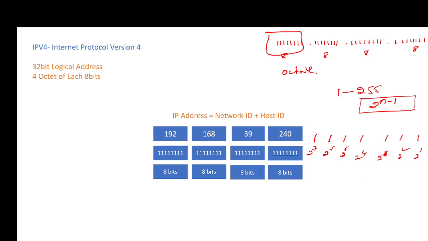So 2 to the power of 0 is how much? 1. This is 2, this is 4, this one is 8, this one is 16, this one is 32, this one is 64, this one is 128. If you sum all these numbers, 256 will come. The formula is 2 to the power of n minus 1, so if you minus 1, 255 will come. That is why the number will always vary between 1 to 255.